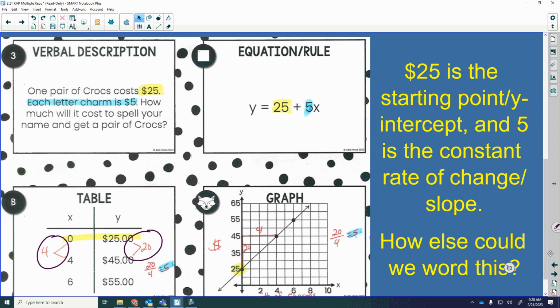Now, I also said, how else could we word this? One pair of Crocs is $25 and then each charm is $5. And I said 25 was the starting point or y-intercept and 5 was the constant rate of change. Is there another way you think that we could word that? You had to get the shoes plus the charms, something like that. Let's look at the next one.